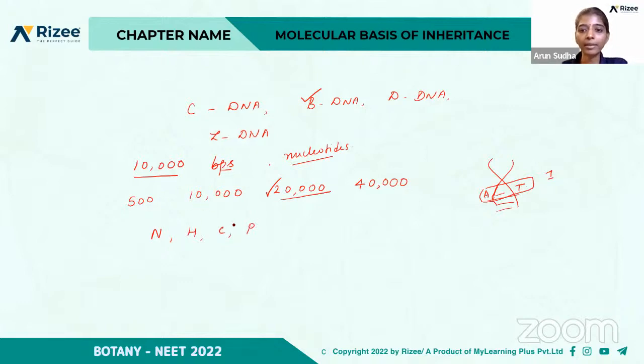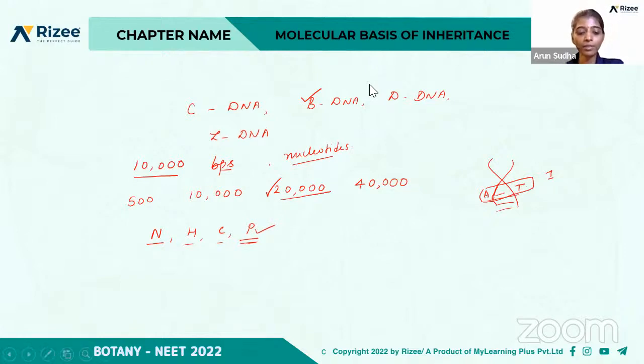So here again D is the right answer. D is the right answer because phosphorus is not found in the nitrogenous base. It helps in the linking, right? It is involved only in the formation of the phosphodiester bond, but it is not a constituent of a nitrogenous base. But nitrogen, hydrogen, and carbon are part of the nitrogenous base. So D is the right answer.